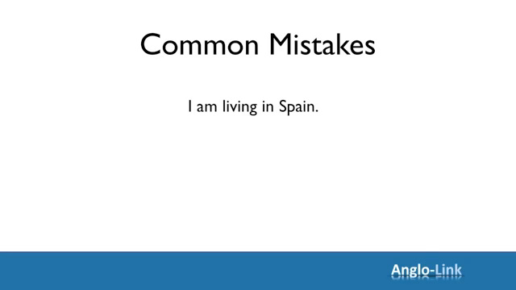Let's start with this sentence. Someone says, "I'm living in Spain." And what they want to say is that this is their permanent place of residence. So, is this sentence correct? No. To show that it's a fact, that it's their permanent place of residence, they should use the present simple. I live in Spain. I'm living in Spain means it's just for a few weeks or a few months. I'll be moving somewhere else soon.